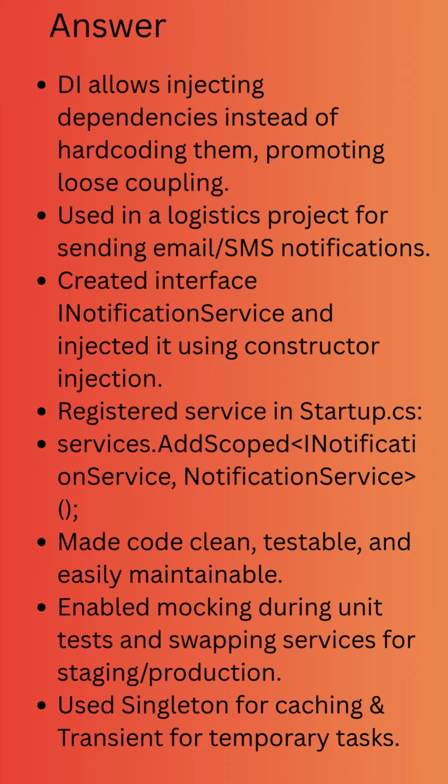In one of my previous projects, it was a logistics management platform. We had a service that handled email and SMS notifications whenever a shipment's status changed. Initially, all the logic was written directly inside the controller, including SMTP configurations and API calls for SMS. It became difficult to manage and test, especially when different teams had to modify notification behavior. That's when we refactored the code using dependency injection.